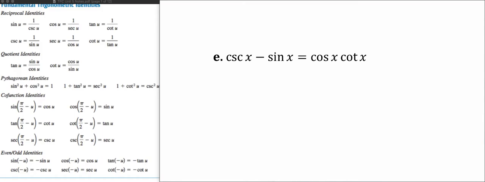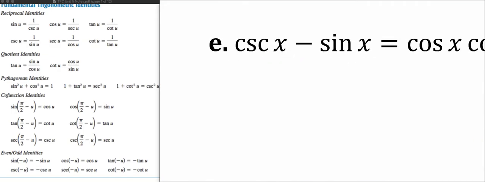For letter E, both sides look kind of simple, so it really doesn't make a difference which side you do. The general strategy is probably going to be the same for either. I would suggest going back to the strategy of changing everything to sine and cosine. So I'm just going to focus on the left side for this one.